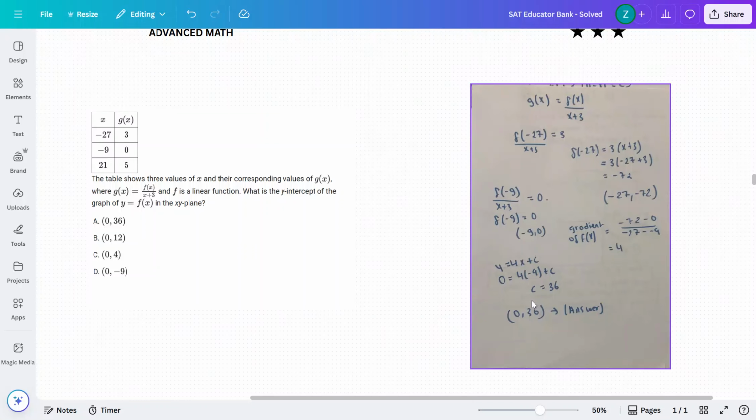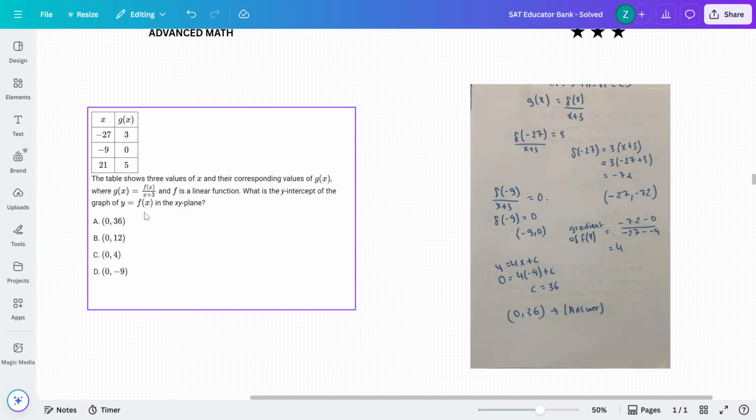So whenever x is 0, y is equal to 36. You have to know that the c over here is always the y-intercept in a straight line equation. Okay, well, that will be it. Obviously, the answer is A over here.